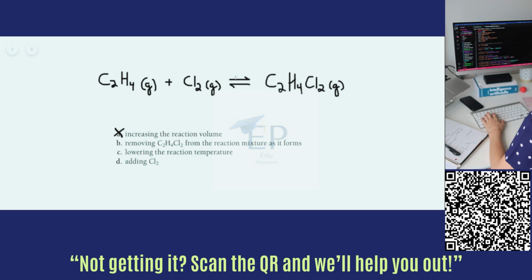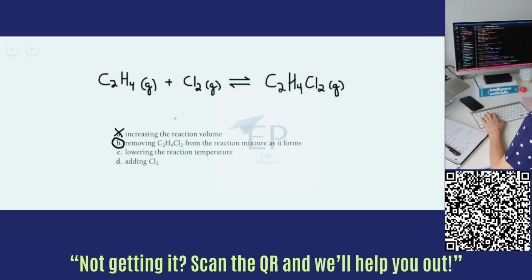So the reactants will constantly be flowing towards products because we keep taking away the products, so it's trying to balance out the equilibrium every time. So if you do what it says in B, you will continue to shift the equilibrium towards products and you'll continue to make more C2H4Cl2. So B is one way to shift the reaction towards products.